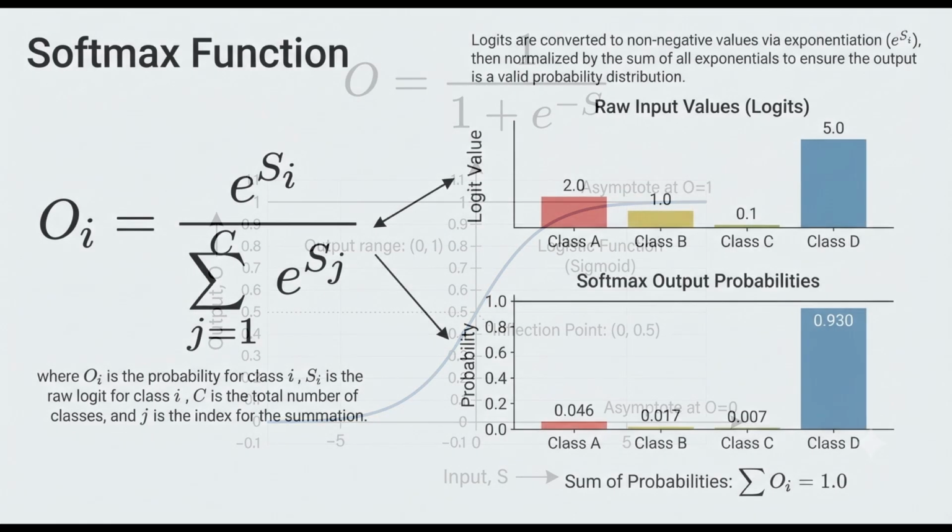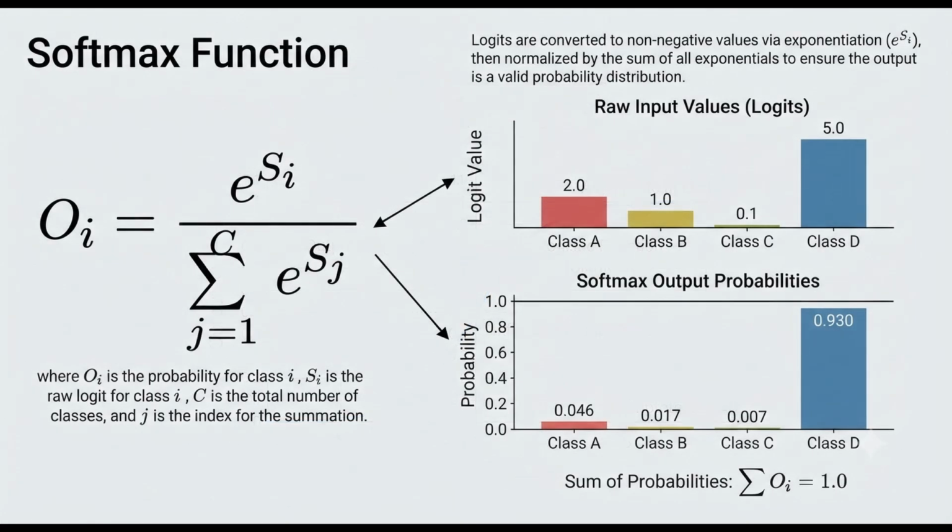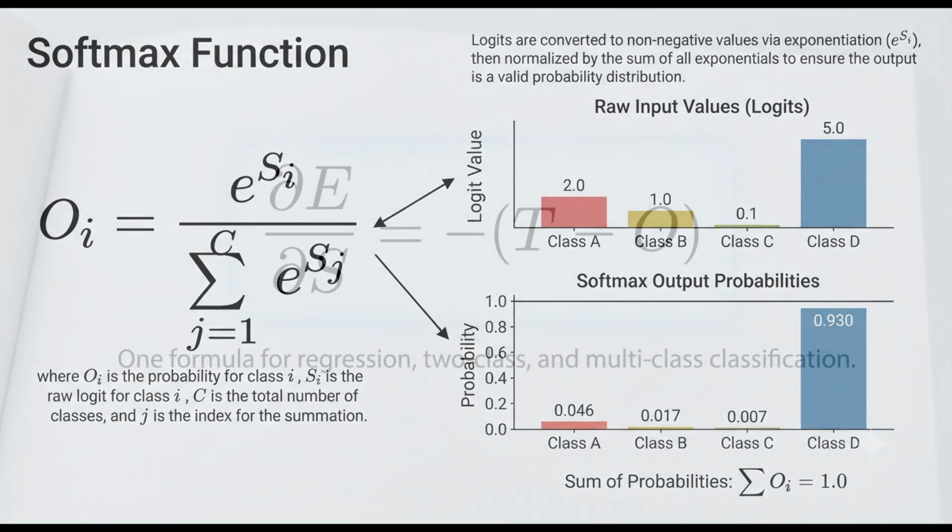For multi-class classification, more than two categories, we extend this to a multinomial model. The matching activation function is softmax, a generalization of the logistic function that turns a vector of numbers into a probability distribution over all classes.